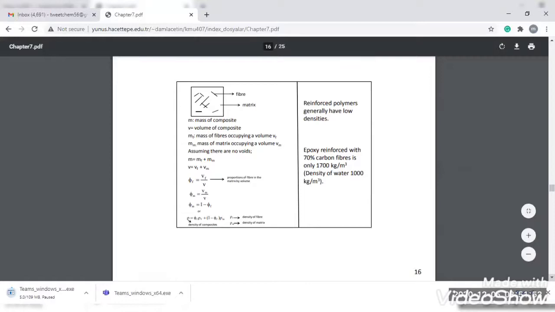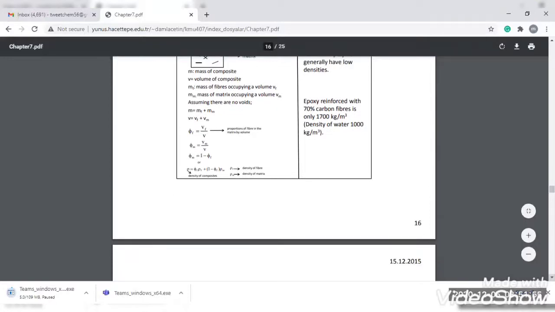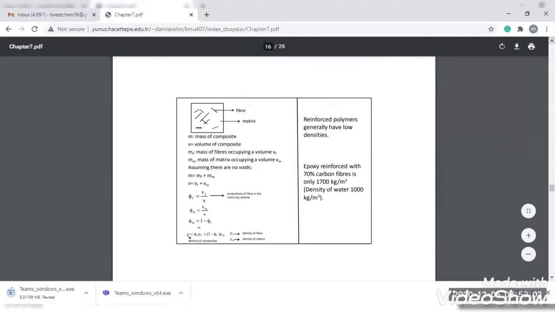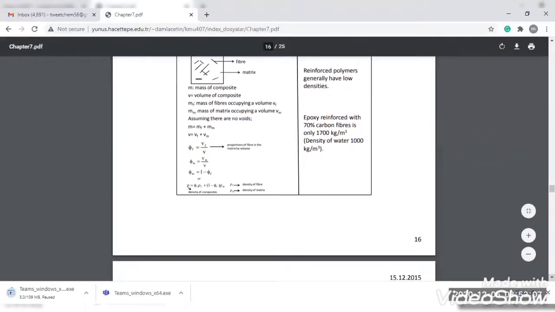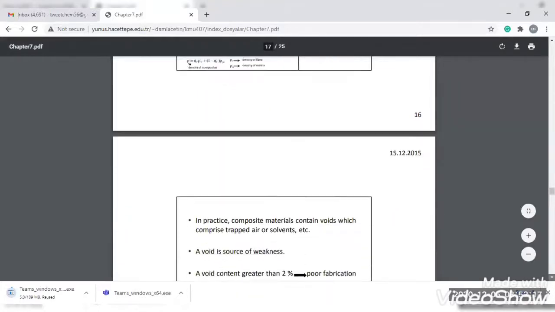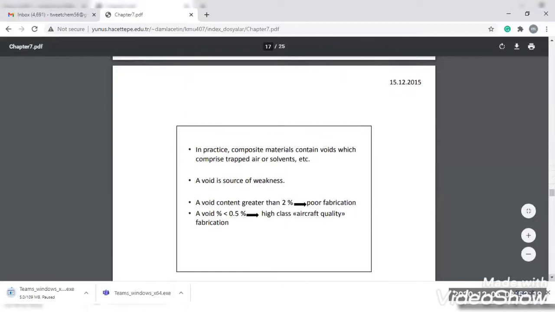Assume there is no void, then the masses we add together and divide by the volume, so the volume ratio comes. With the volume ratio you can find out the density of the fiber and the density of the matrix. Similarly, in the other part, reinforced polymers generally have low densities, and epoxy reinforced with 70% carbon fiber is only 1700 kilogram per meter cube, and the density of water is 1000 kg per meter cube. This was the general introduction.